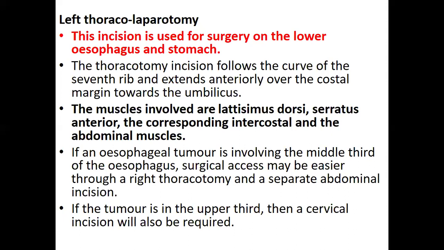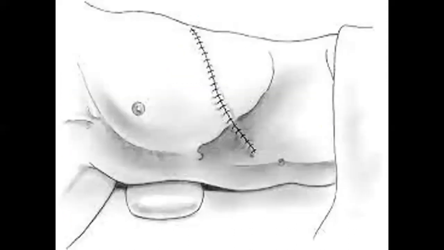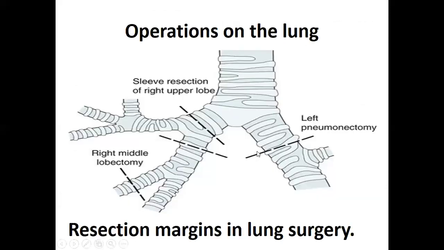Left thoracolaparotomy is an incision used for surgery in the lower esophagus and the stomach. It involves the latissimus dorsi, serratus anterior, and corresponding intercostal and abdominal muscles, which we understand the function of each of those muscles that are involved. And this is how this incision is going to look. Thoracolaparotomy, so it is coming from the thoracic going into the abdomen.